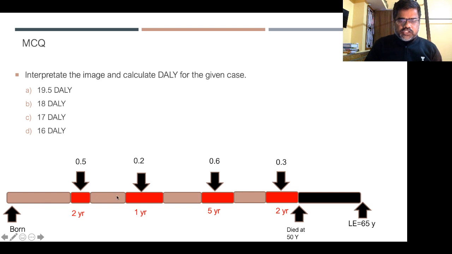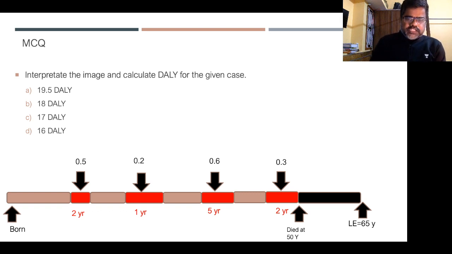Can you tell me what will be the possible answer? I mean, how do you calculate DALY? Is it 19.5 DALY, 18 DALY, 17 DALY, or 16 DALY? Can you tell me what the answer is? Can anyone answer the question?